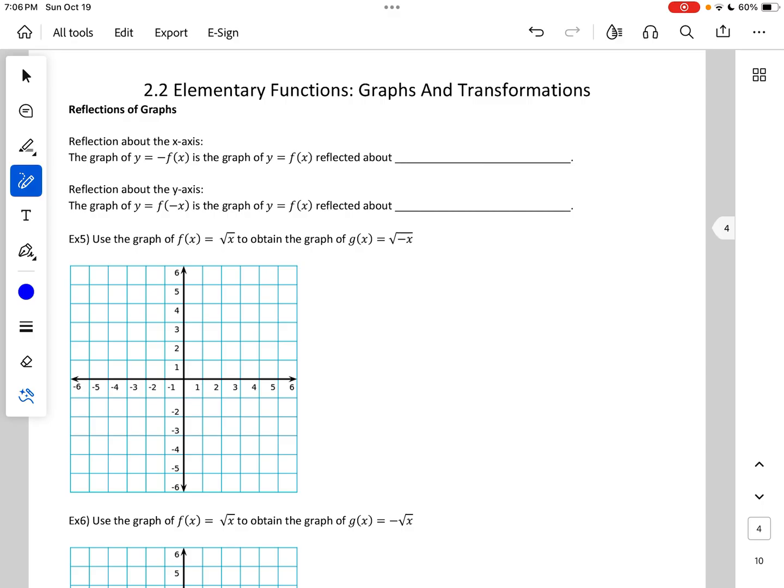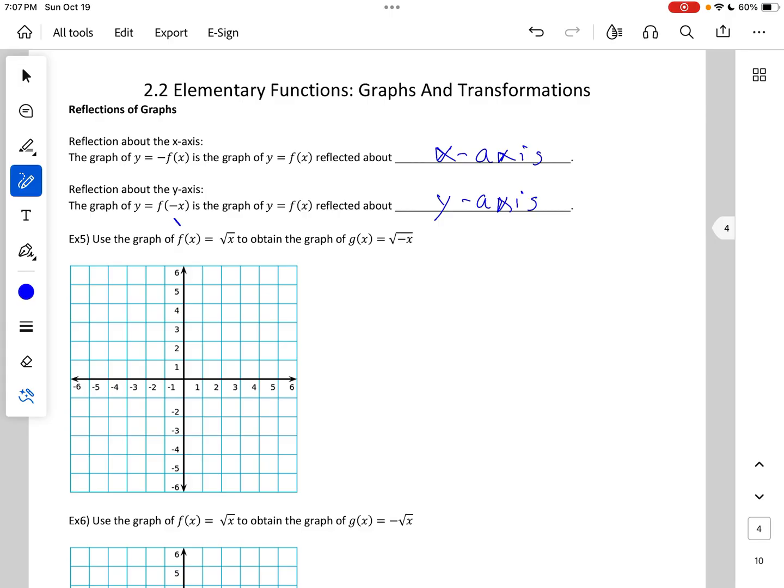Okay, now with our reflections. Negative on the outside. Well, if we think of negative on the outside, outside, not with the x, deals with vertical, right? So I would be reflecting over the x-axis because I'd be reflecting vertically, up and down. When I have the negative out there, then that's going to be reflected about the x-axis. And then when I'm in with the x, the negative in there, it's going to be reflecting about the y-axis.